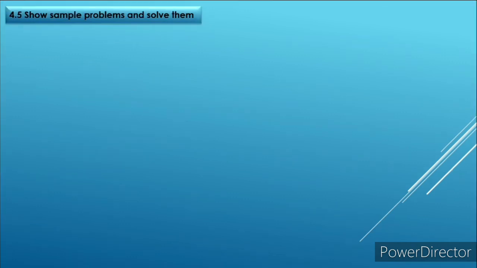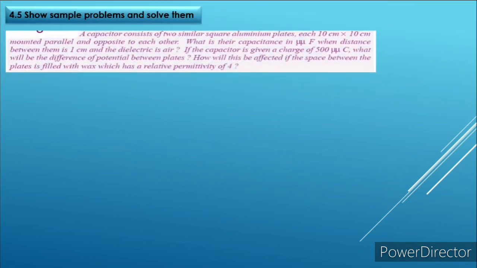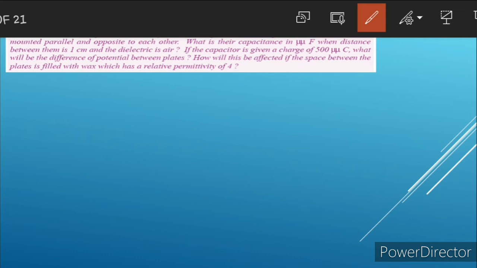Next, show sample problems and solve them. A capacitor consists of two similar square aluminum plates, each 10 cm by 10 cm, mounted parallel and opposite to each other. What is their capacitance in microfarad when the distance between them is 1 cm and the dielectric is air? If the capacitor is given a charge of 500 microcoulomb, what will be the difference of potential between plates? How will this be affected if the space between the plates is filled with wax, which has a relative permittivity of 4? So for this problem, we have three unknowns.